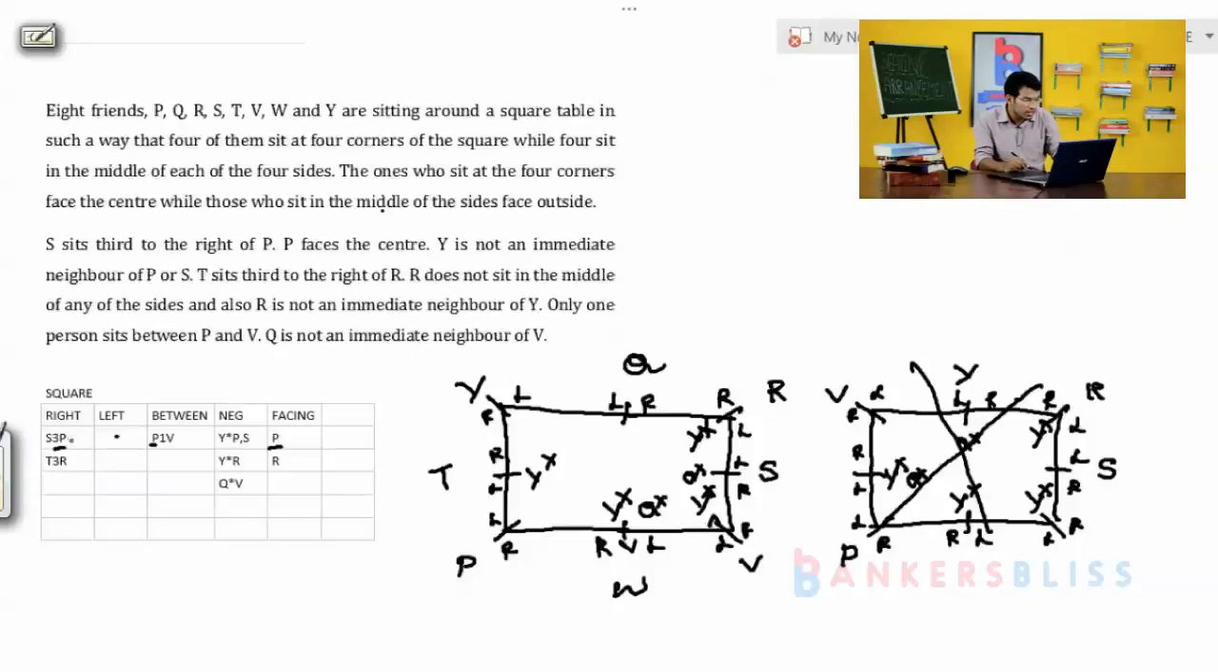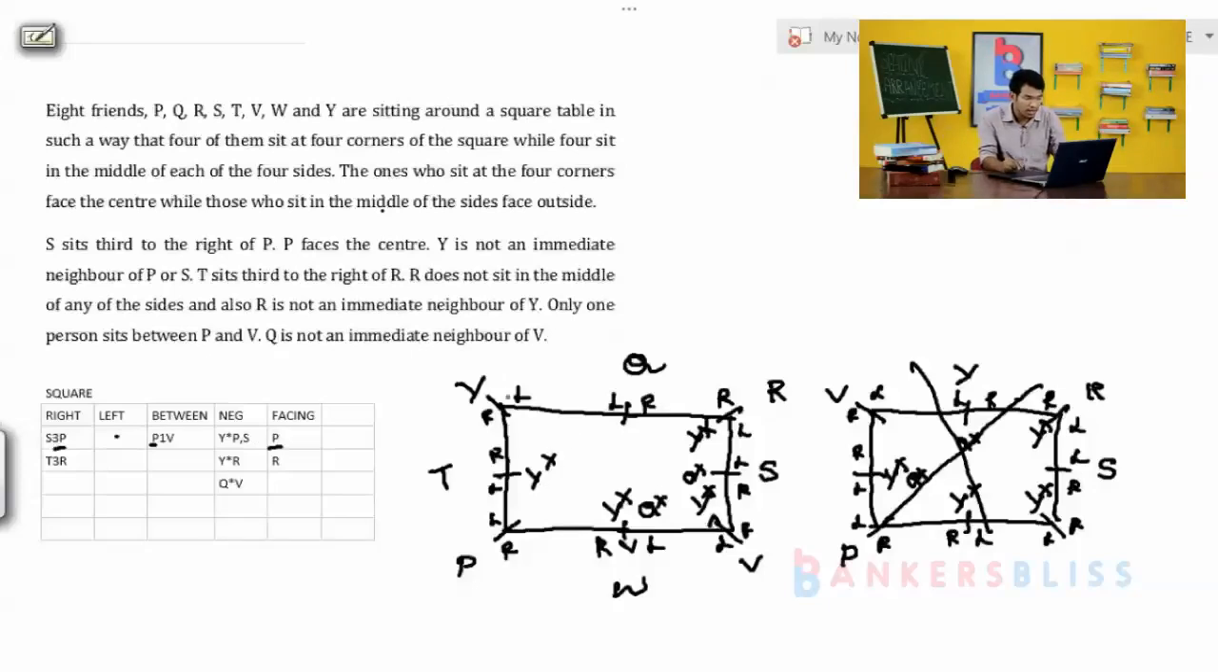First, S is third right of P. P first right, second right, and third right. S is definitely here. After that, T is third right of R. R is here. First right, second right, and third right. T should be here. Next, P and V. Only one person, P and V is here. Next, Y is not a neighbor of P, R, S. Definitely Y is not a neighbor of P, R, S. Y is the neighbor of Q and T.